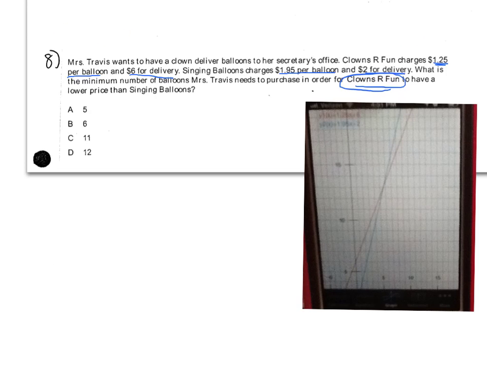Okay, so what I've done right here is I've inserted a picture of this graphing calculator app that I have on my phone since I don't have my graphing calculator with me, and I've graphed the two equations. In this graph, Clowns Are Fun is written in red, and the equation that I put in for that was y equals 1.25x plus the $6 delivery. And then in blue is the Singing Balloons, which is y equals 1.95x plus $2 for delivery.